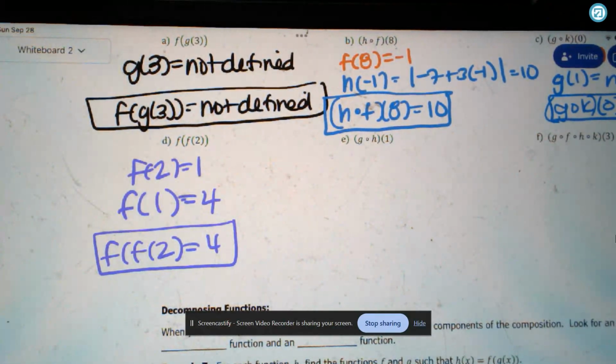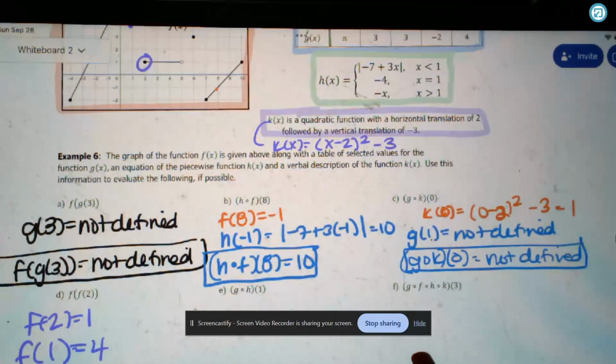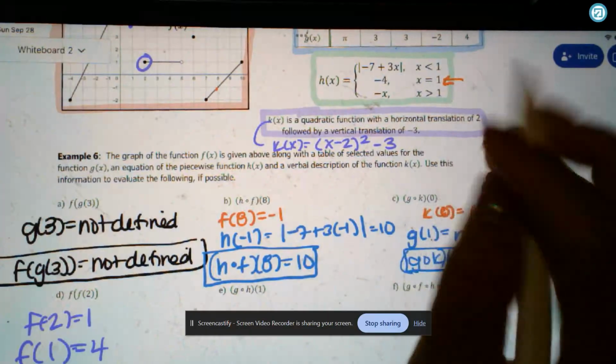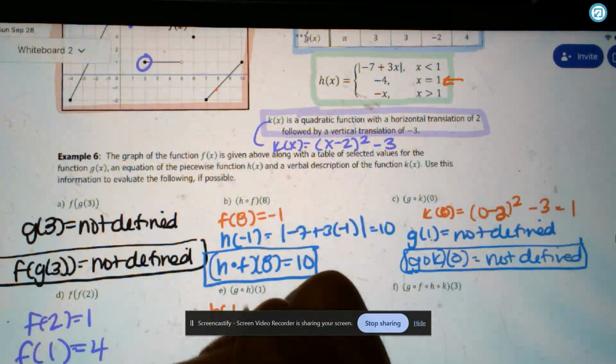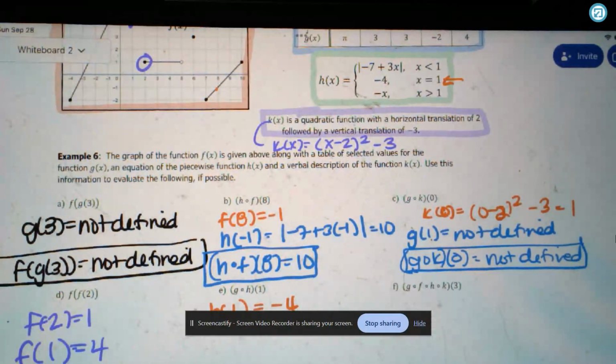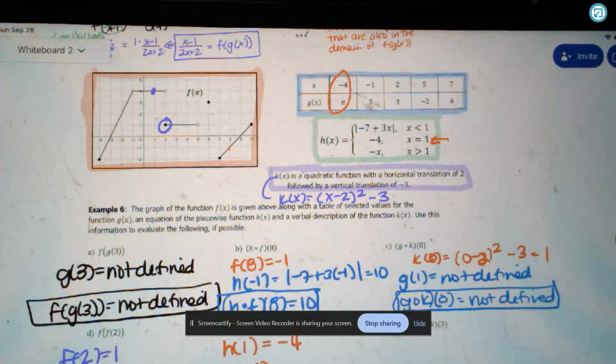All right, g of h of 1. Let's look at h of 1 first. h of 1 is right here. h of exactly 1 is negative 4. So now we're going to do g of negative 4. If you look up here, g of negative 4 actually gives us a value of pi. So we finally have a value on our g function. Therefore, we can say g of h of 1 equals pi.